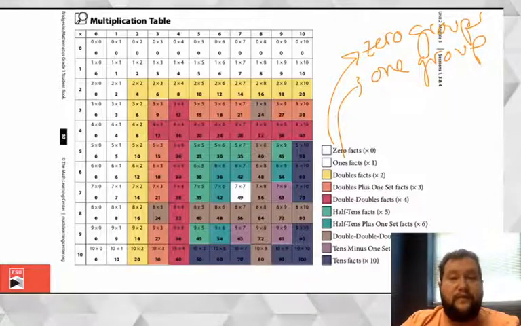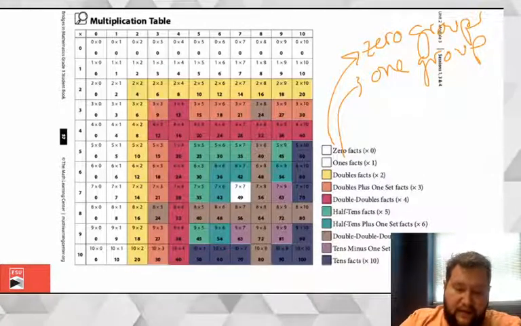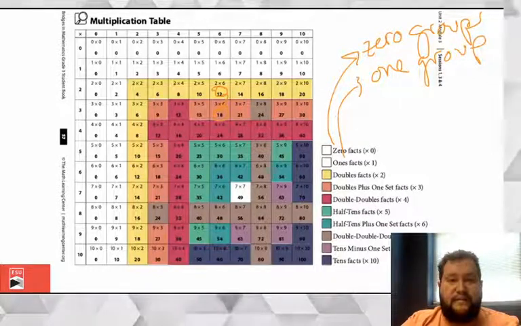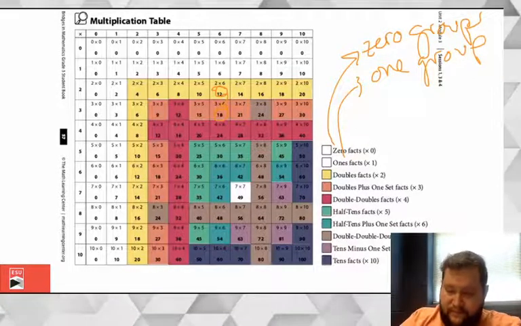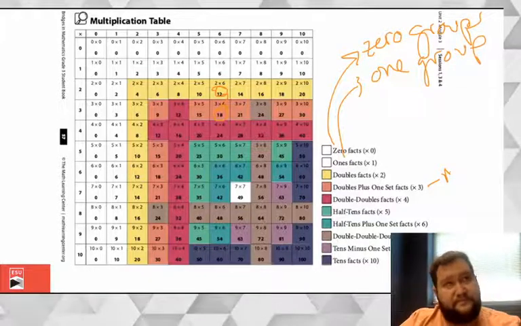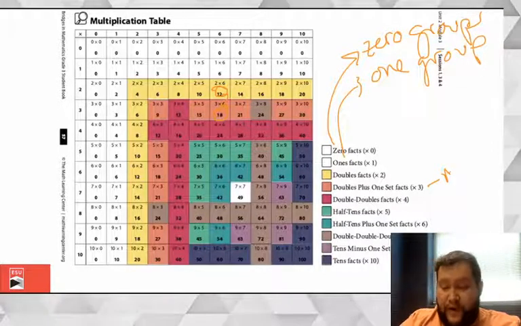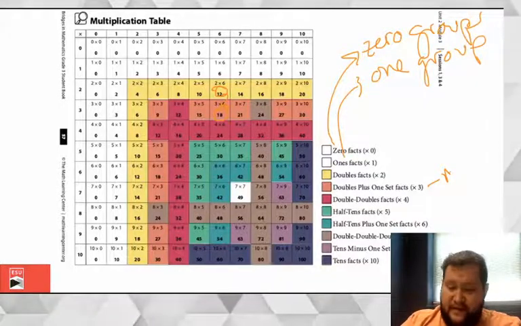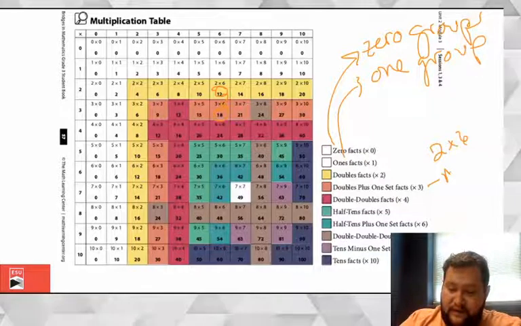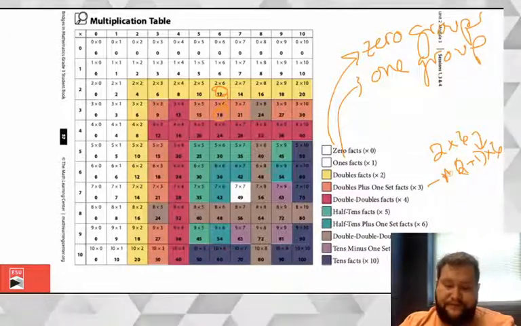Doubles plus 1, once we know our doubles facts, well, if we had 2 groups of 6 is 12, well, 3 groups of 6 is just one more 6, so 12 plus 6 is 18. So doubles plus 1 set. So that's, I don't know how I want to write it in the general case. I just want to write it as 2 times 6 to 2 plus 1 times 6. That'll work.